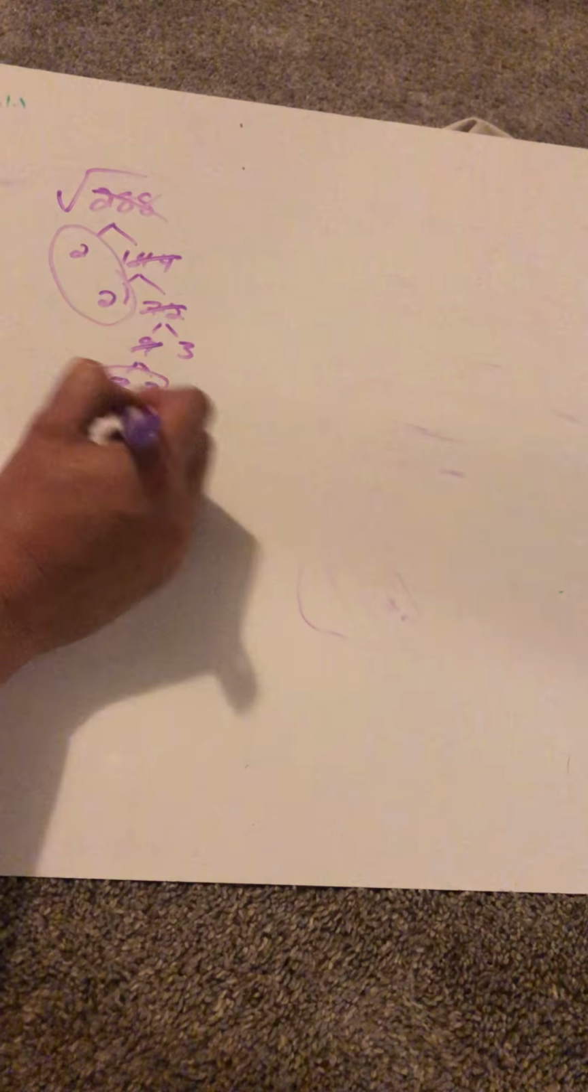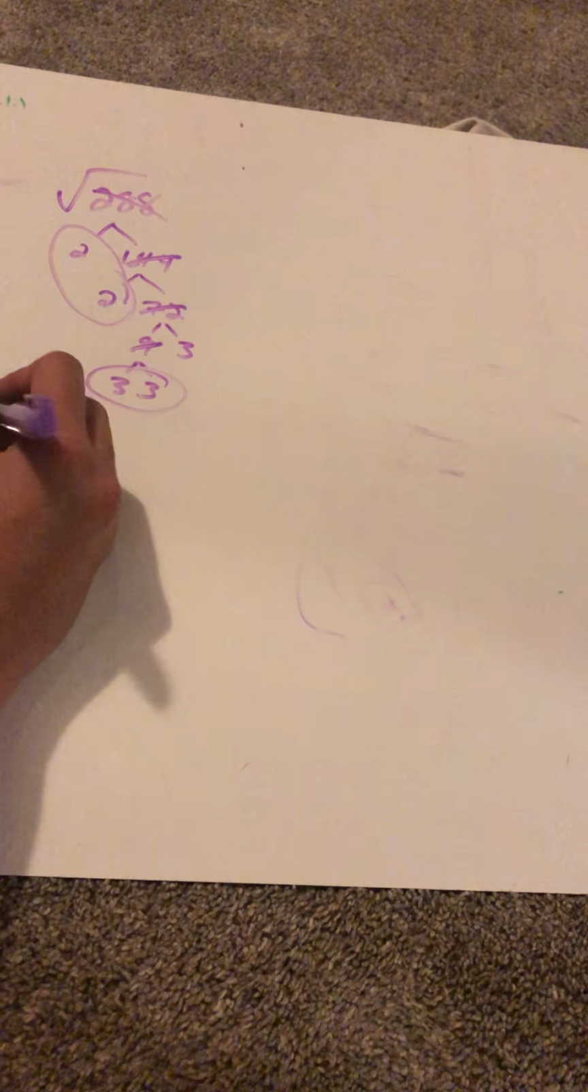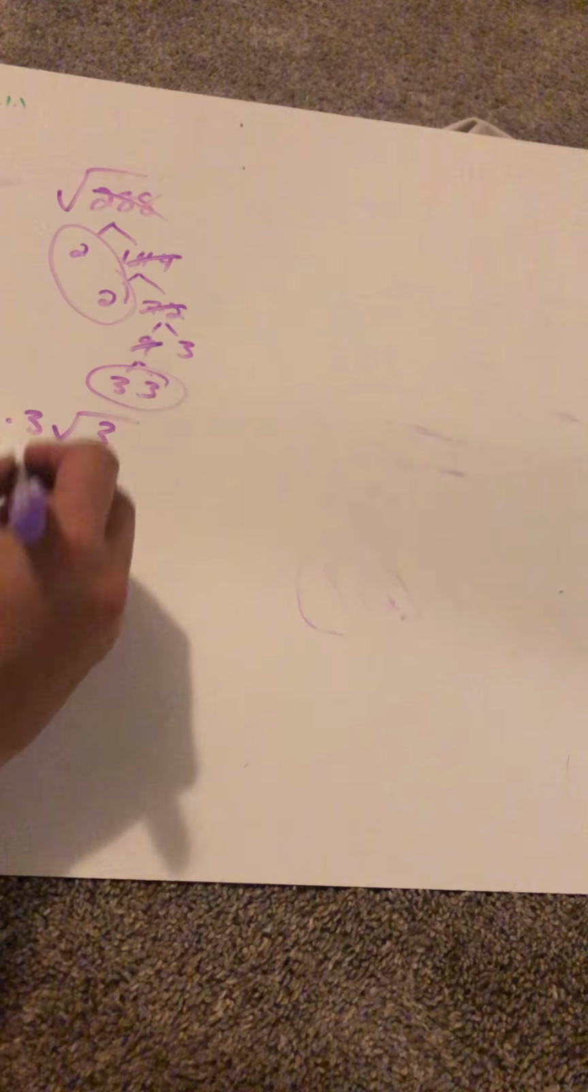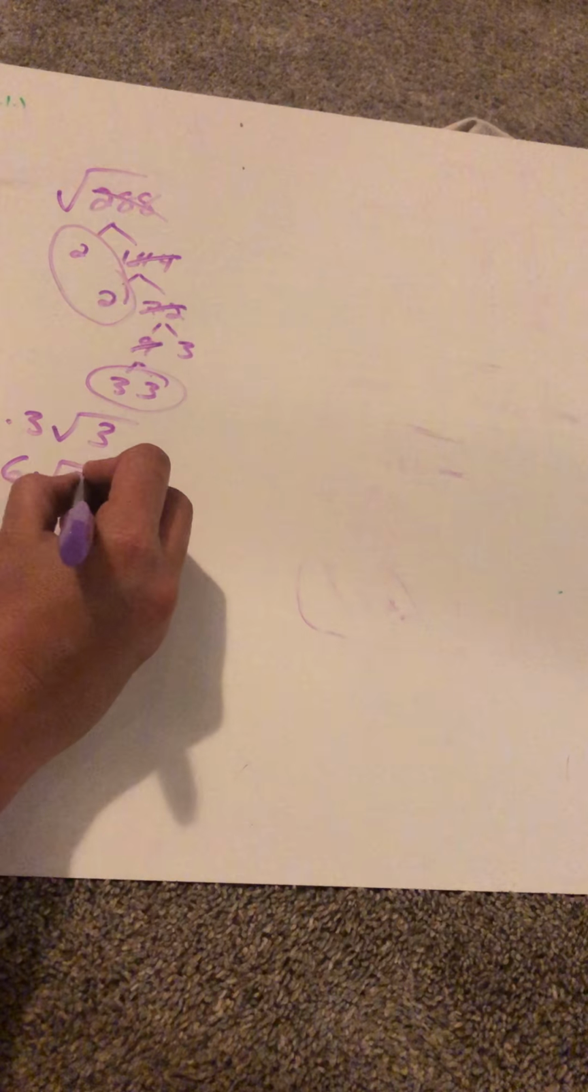So since it's a square root, I'm looking for groups of 2. So I have 2 2's and I have 2 3's. Those come out of the radical and multiply together. So I would get a 2 times 3 out front. And then I have this 3 left over inside. All right, so final answer there, 6 root 3.